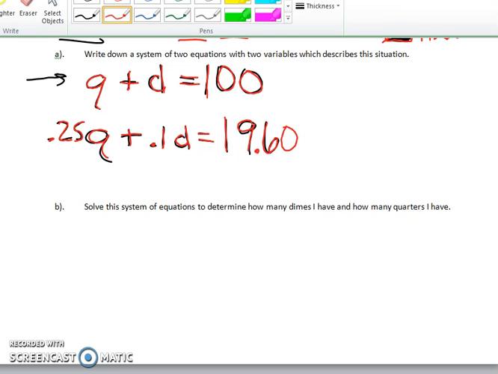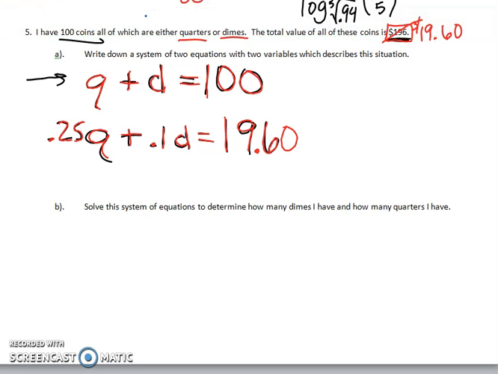Okay, so I'm going to do substitution or elimination. Like I said before, I would take this equation times a negative 0.25. You could take that equation times a negative 0.1. That would cancel your D's. I'm going to cancel my quarters. You could also do substitution: you could make it Q equals negative D plus 100, and then plug that value in for Q. That's up to you guys. I just prefer elimination.